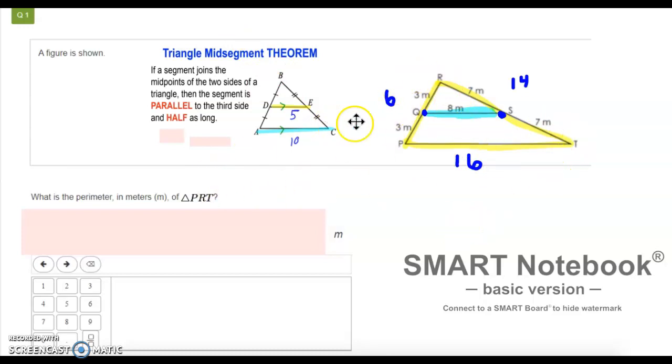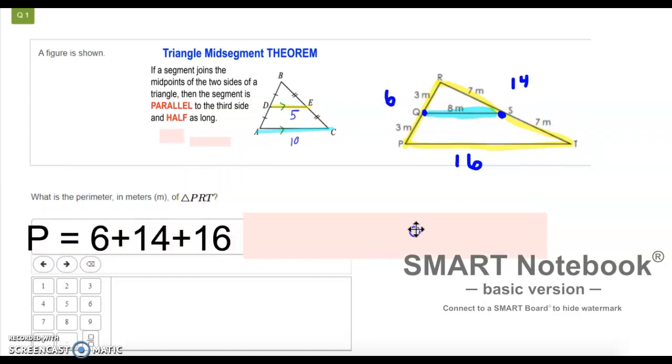Now that we know the lengths of all three sides of the triangle, we can find the perimeter. So to calculate the perimeter, remember it's the distance around the outside of the figure. So we do 6 plus 14 plus 16 to get a perimeter of 36 meters.